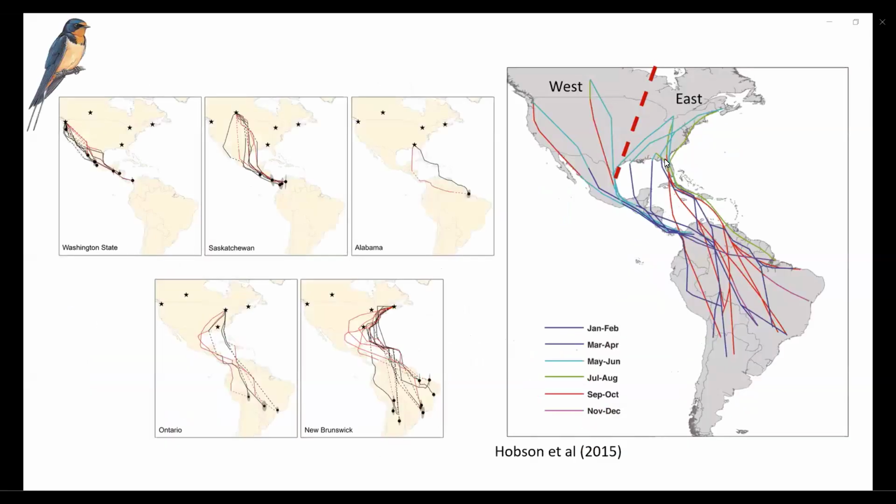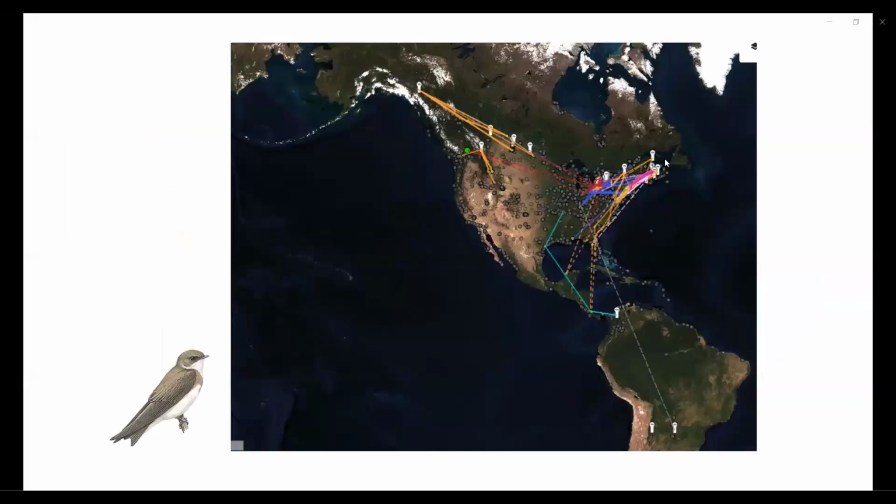In my study species, barn swallows, Dr. Hobson and their team found out there is a population migratory divide between western and eastern populations of barn swallows using isotope analysis. Also, other research groups found out there is a migratory difference in different populations of bank swallows. This is a snapshot of Motus wildlife tracking data.